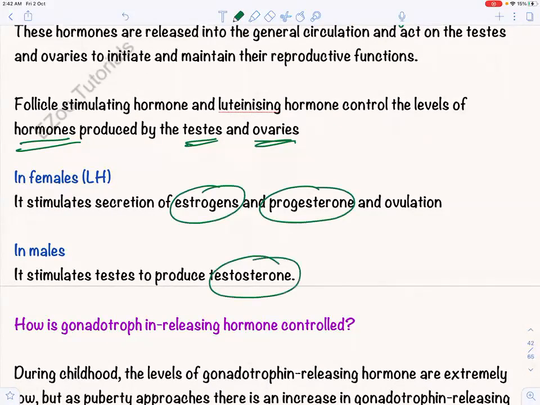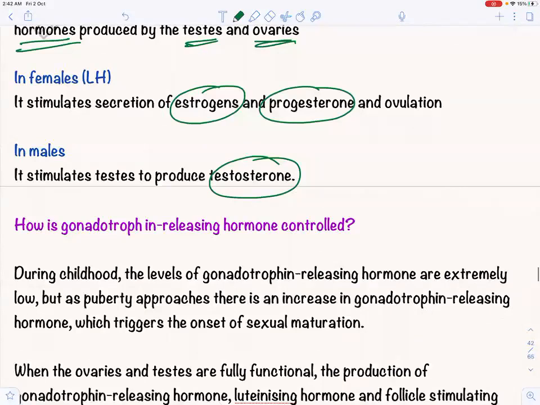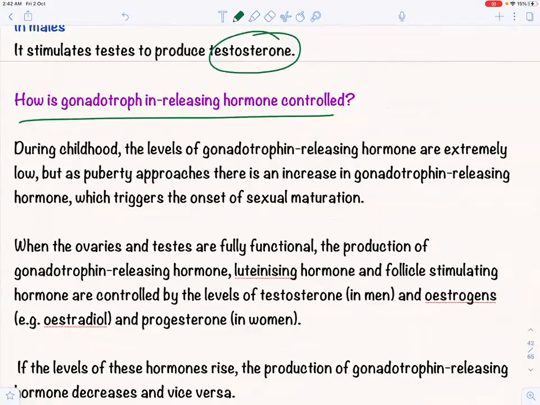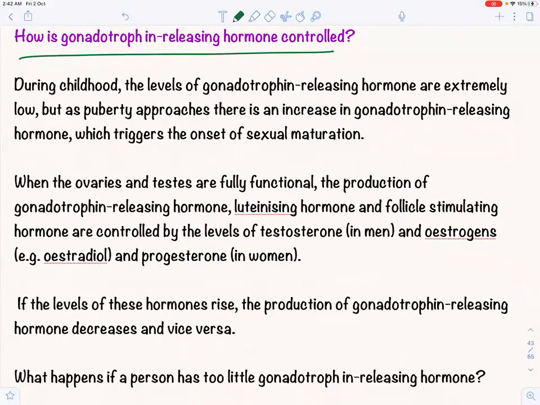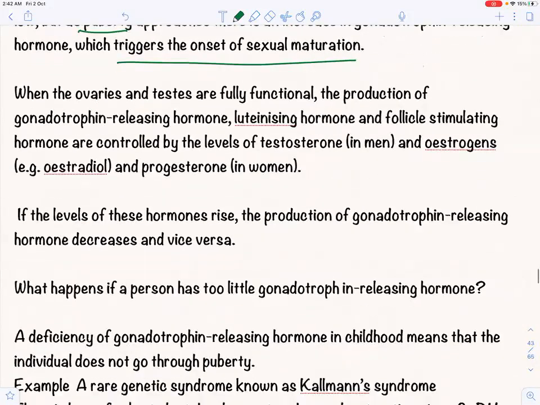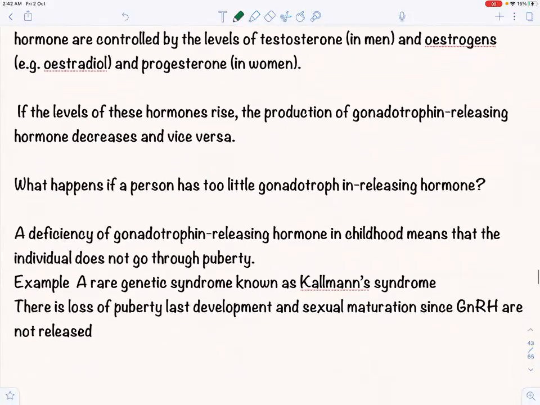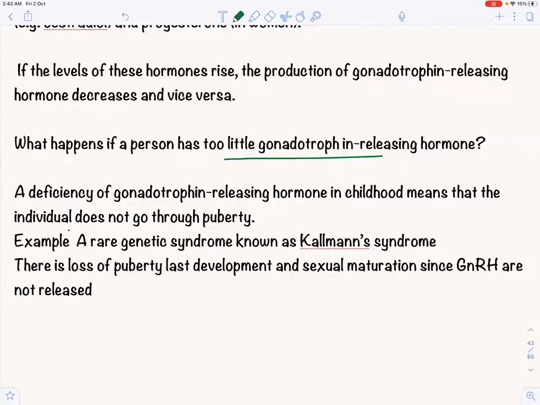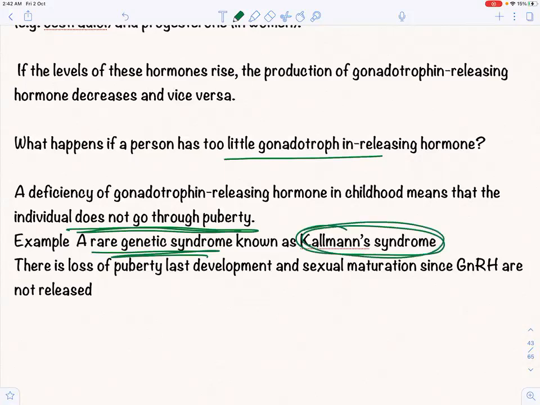You see this. You have to read this. It's very important. In childhood it is very low. By the time puberty arrives, this increases. And what happens in puberty? Generally, puberty triggers the onset of sexual maturation. If it is very low, what will happen? The person will not go through puberty, and this is a rare genetic syndrome that is known as Kallmann's syndrome.